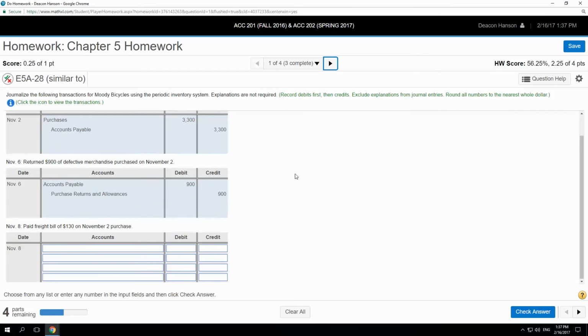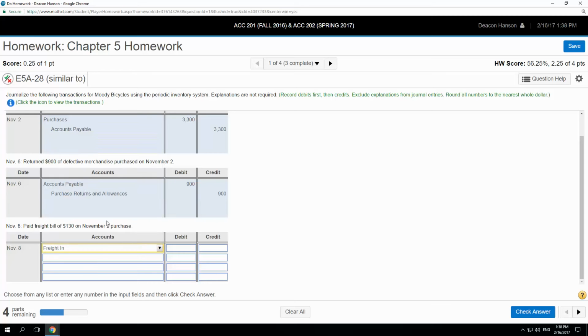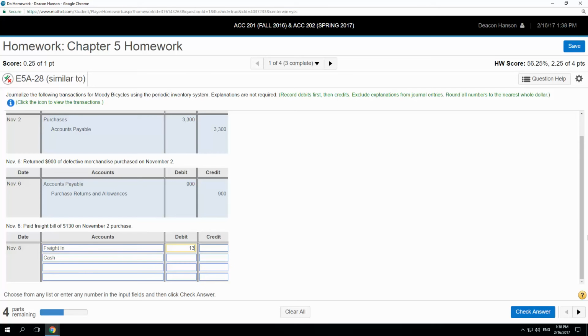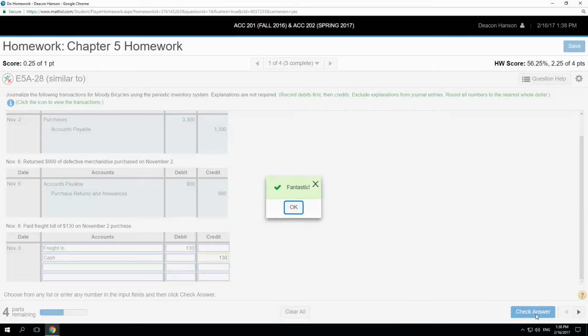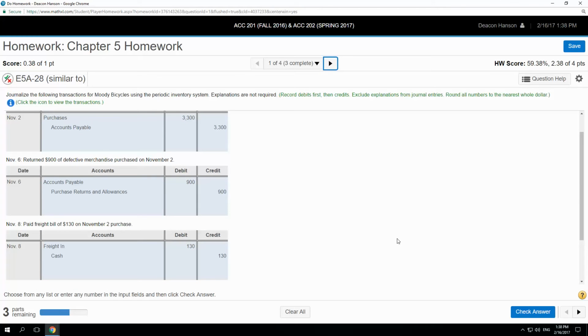This is a good problem to go over. Okay. Now remember, when we bought something in the perpetual system, we booked it directly. When we paid for the freight on the stuff we bought, we booked it directly to inventory. In the periodic system, we can't do that. We have to have a separate account. So we're going to call it the freight in account. Right? And because we paid, we've got cash. Oh, so if they say the hairdress freight bill, you have to put it in the freight in. In the periodic system, you put it in freight in.